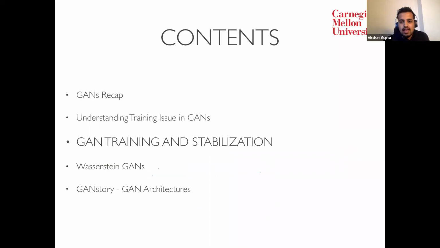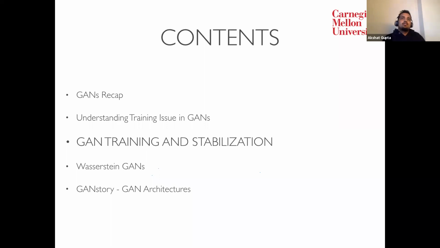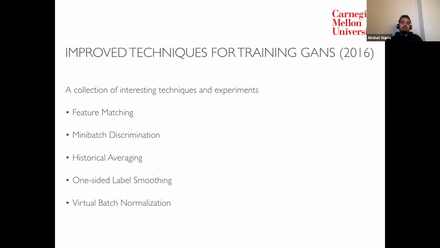So that was some intuition behind the training issues that we see in GANs. There are different techniques we use for stabilizing GAN training. Some of them were discussed in a paper called Improved Training Techniques for GANs, which came out in 2016, and we'll go through that. Before that, I'll stop for any questions you may have.